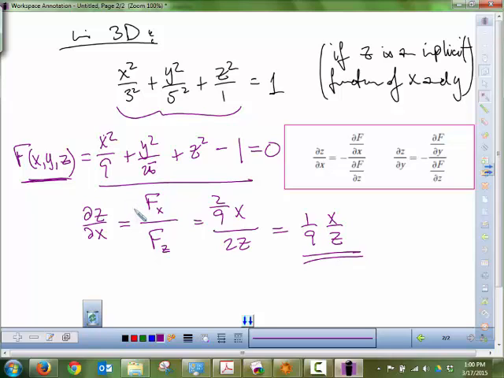Oh, yeah, it does matter. They're both negatives, huh?